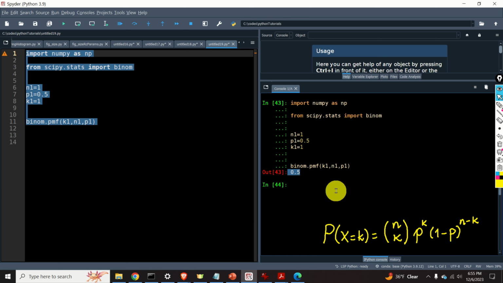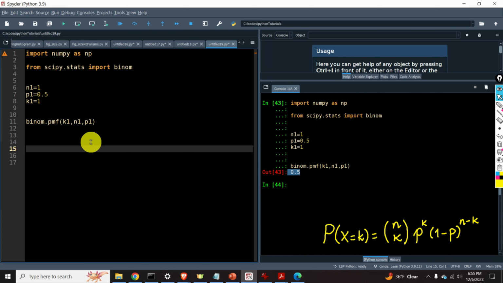And obviously the result is 0.5. And this is as expected, since we expect that we have 50% chance of obtaining a head in a single toss of a coin. Next, let's solve the problem of computing the probability of obtaining 3 heads in 10 trials of tossing a fair coin.